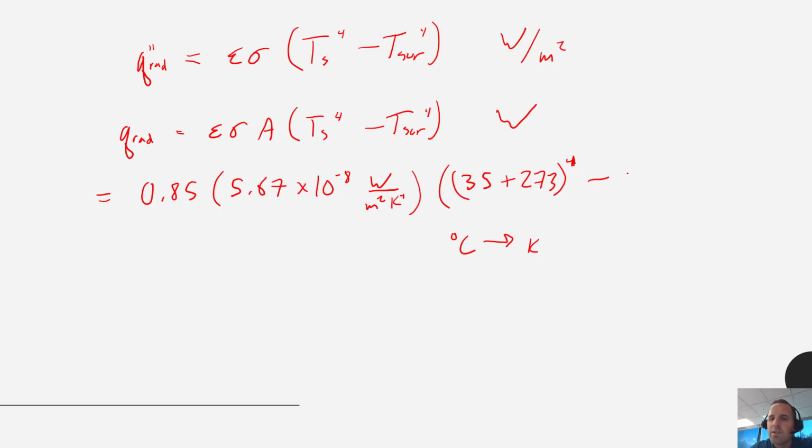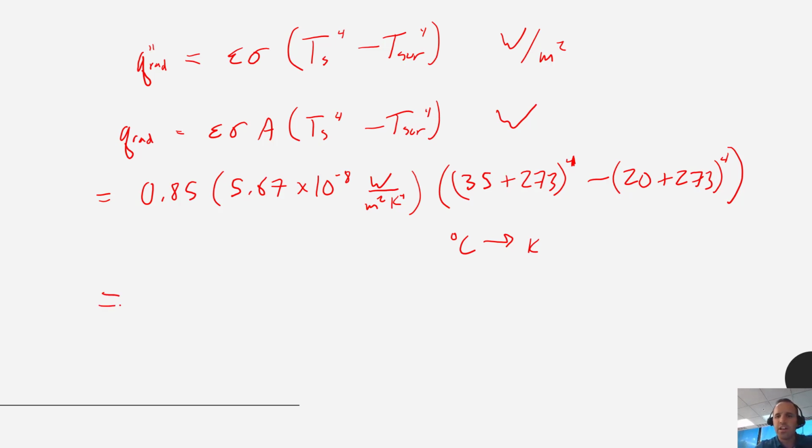Minus, or the surroundings temperature was 20. Again, that was degrees C, so we need to add 273 here, and we need to make sure we do that before raising it to the fourth power. So that's how our equation looks, and that comes out.